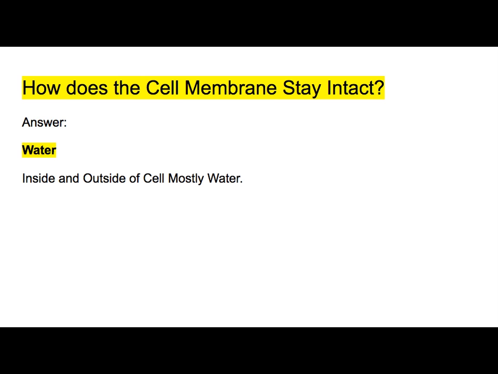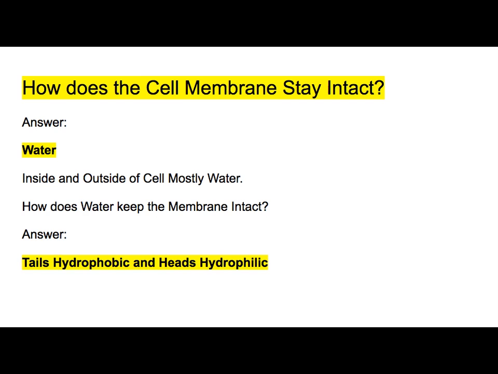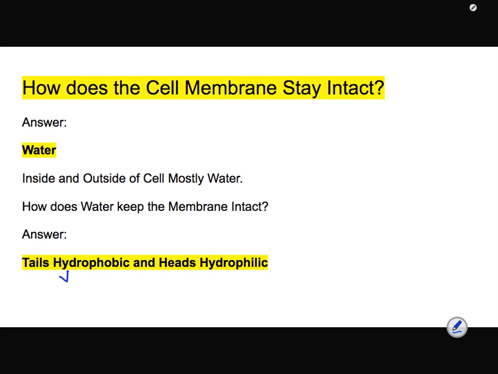And just like we said, inside and outside of the cell is mostly water. How does the water keep the membrane intact? Tails are hydrophobic. Heads are hydrophilic. So when I say hydrophobic, you would know hydro means what? Water. Phobic means fear. So these are water fearing. They don't like water. So they're always going to orient themselves away from the water.